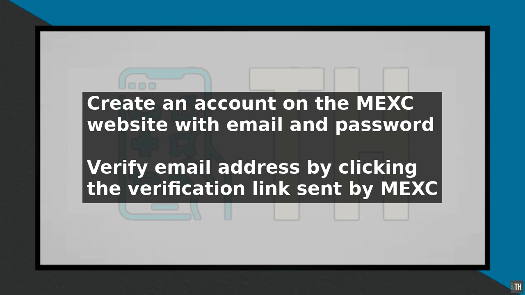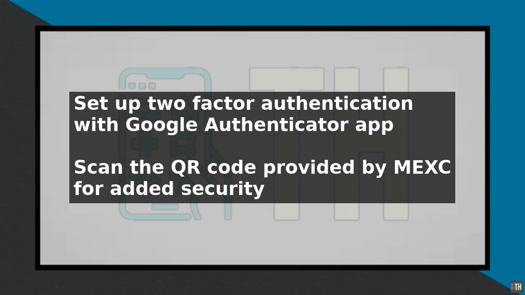Once your account is created and verified, you can log in and start exploring the platform. The first step is to set up two-factor authentication to add an extra layer of security to your account. This can be done by downloading the Google Authenticator app and scanning the QR code provided by MEXC.